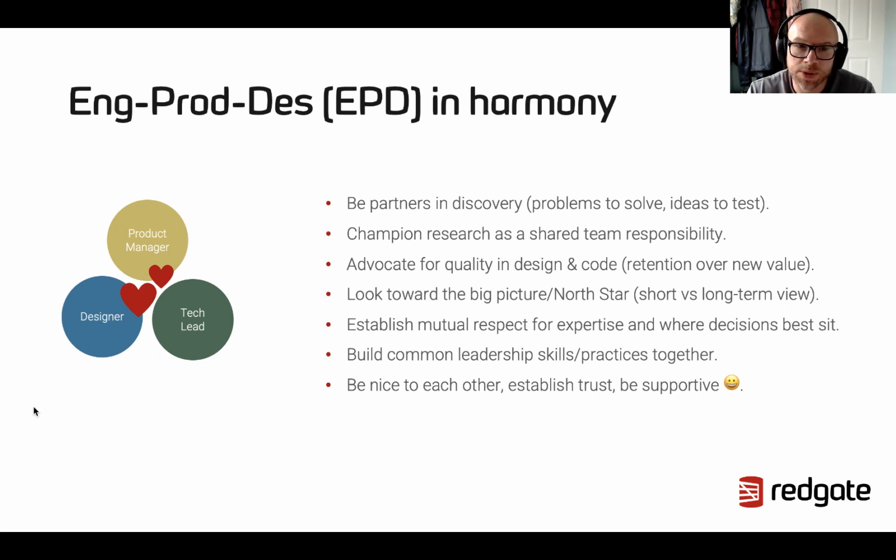They establish mutual respect for their expertise and understand the boundaries and overlaps of responsibilities and different types of decisions. They proactively seek to build common leadership skills and practices together, recognising they are stronger as a whole. And finally and fundamentally, they're nice to each other. They've established a high degree of trust and are empathetic and supportive of their collective needs.